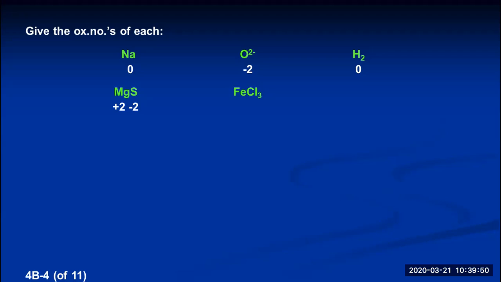If there's 3 chloride ions of -1 and the charges or oxidation numbers in the compound have to add up to 0, that means the iron has to be +3. If you were going to name this compound, you would name it iron(III) chloride. So that tells you what the charge is as well as the oxidation number.